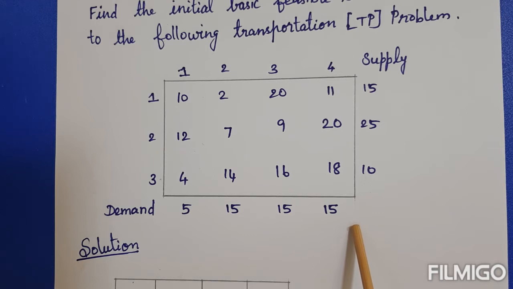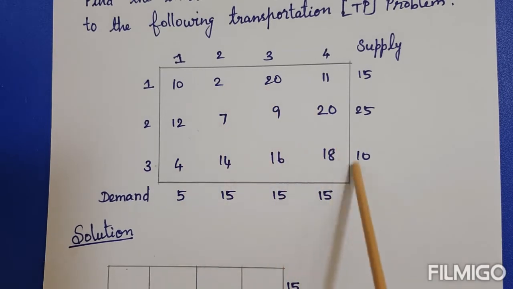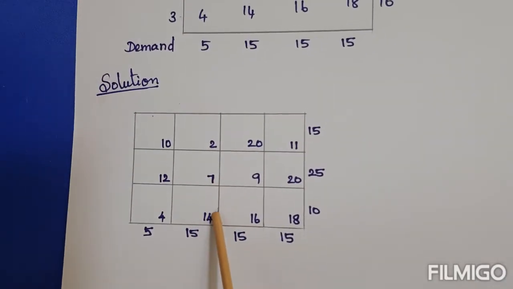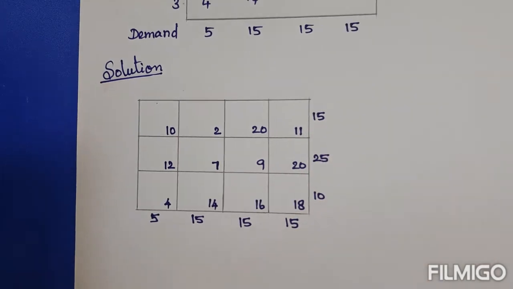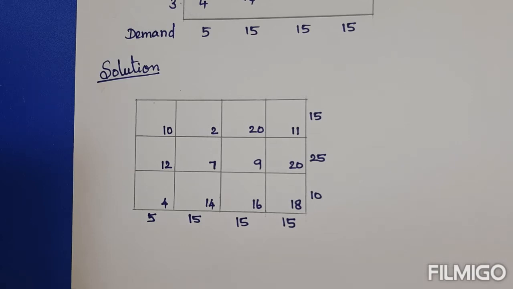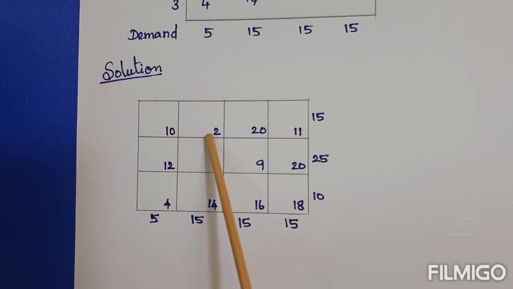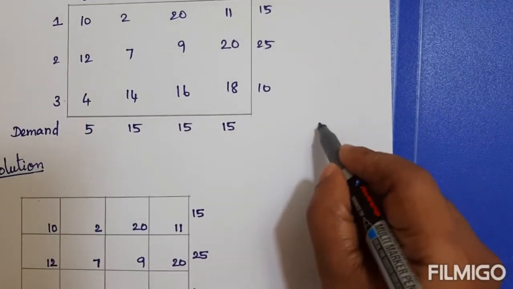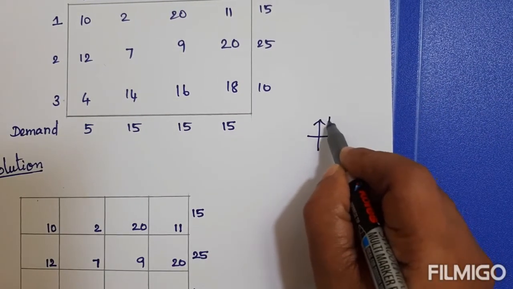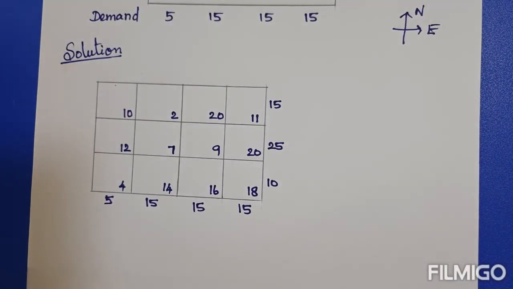Now, we can apply the Northwest-Corner rule. Now, rewrite the table as here. These are the costs, these are the supply and these are the demand. Now, we have to choose the Northwest-Corner cell among these cost cells. Already we know the direction of the map. This is north and this is east. So, the Northwest-Corner cell among these cells is this cell.